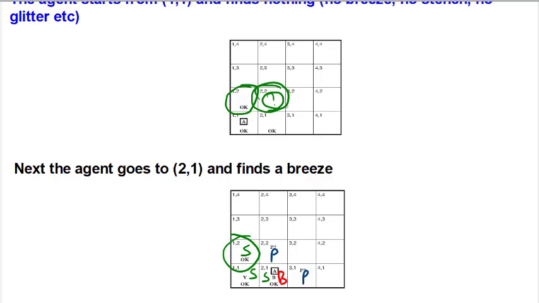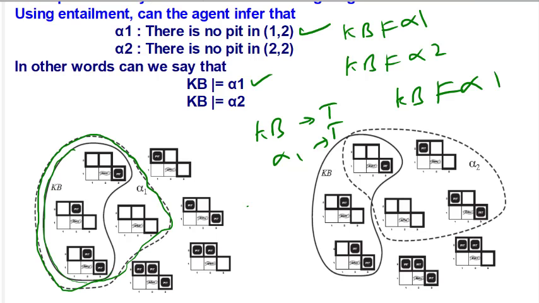So we need to infer whether, according to the knowledge base of the agent, we can infer this. Again, we know this is the knowledge base, which was drawn by the solid line. This is the knowledge base. I am drawing with a red marker, and all the models in which alpha 2 is true, I will draw with a green marker, with dotted lines. So these are the models.